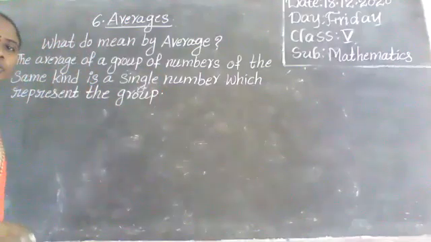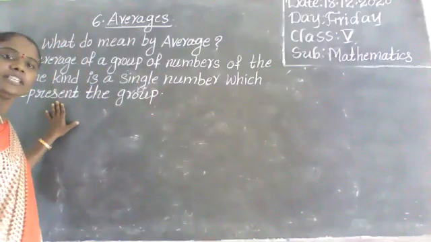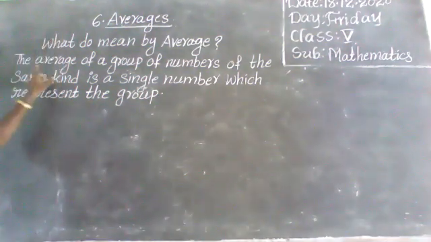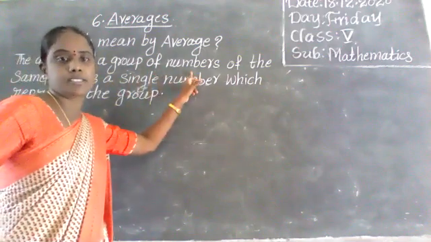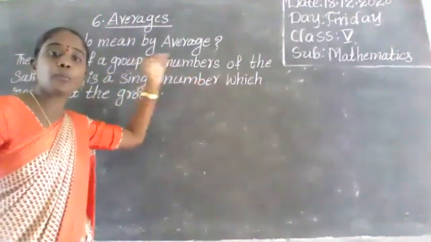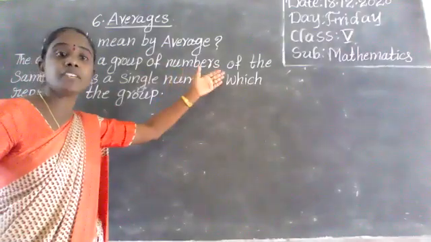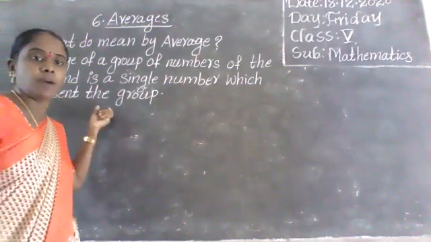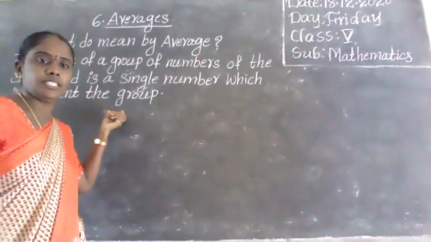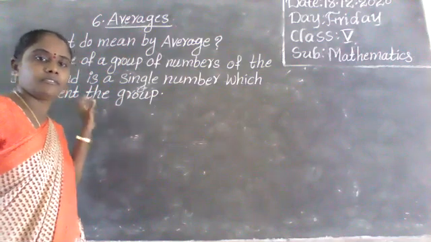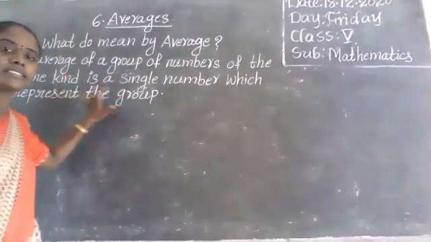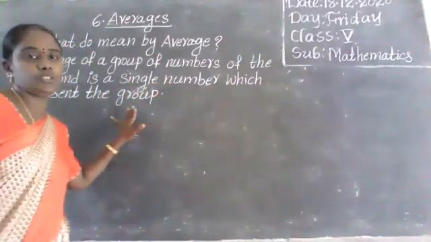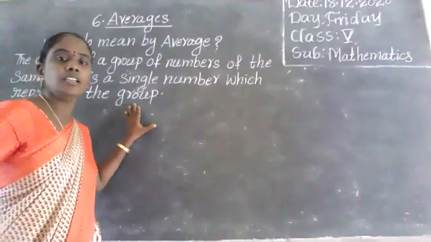First, what is the meaning of average? The average of a group of numbers of the same kind. Okay? Same article, same object, same kind, same things. Is a single number which represents the group.